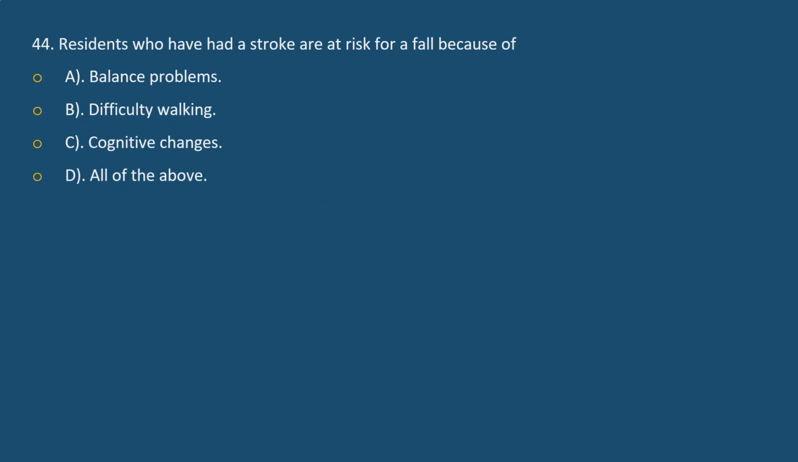Question 44. Residents who have had a stroke are at risk for falls because of A. Balance problems, B. Difficulty walking, C. Cognitive changes, D. All of the above.